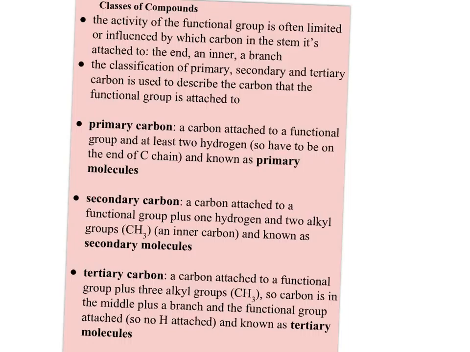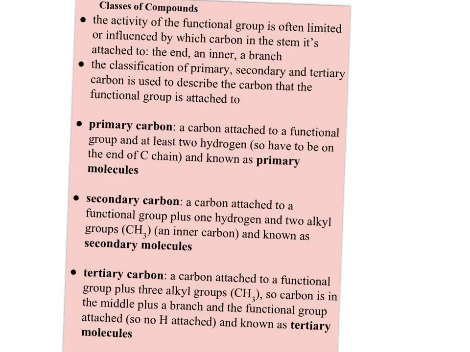A secondary carbon is a carbon attached to a functional group plus one hydrogen and then two other carbon groups. So this is going to be some kind of an inner carbon. It does have one hydrogen on it, it does have the functional group on it, but it also is in the middle of the carbon chain. The carbon chain is branching off in two directions on it.